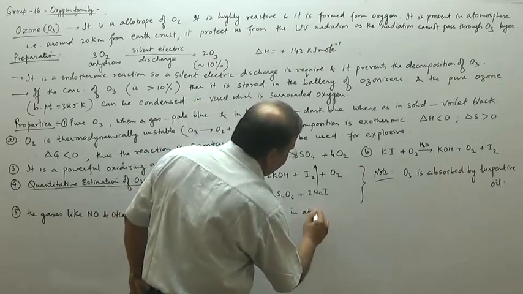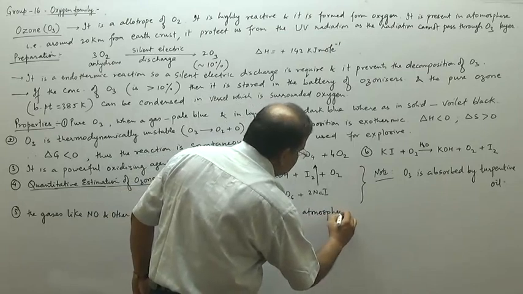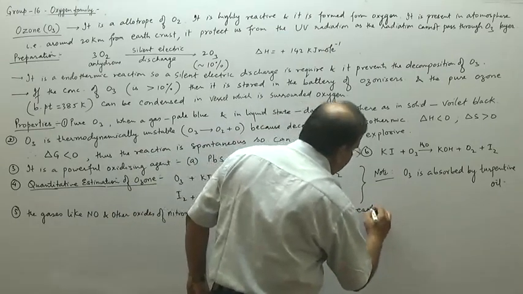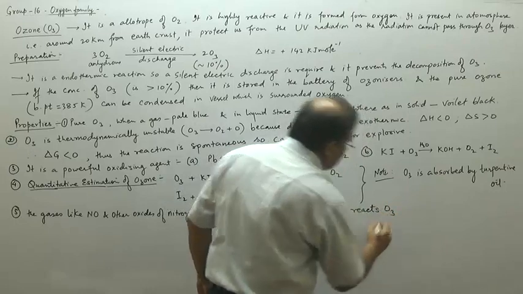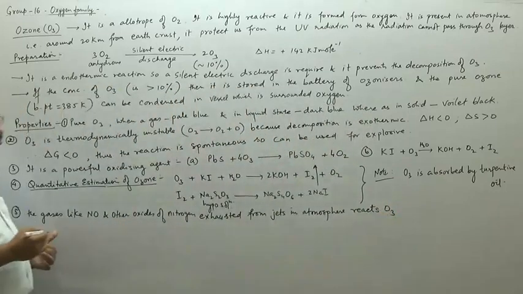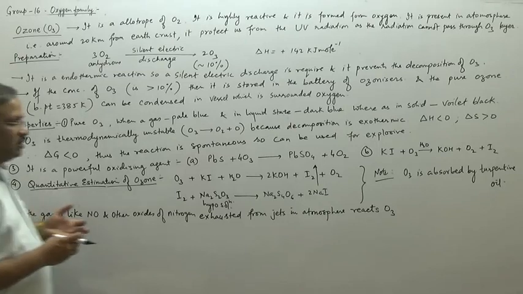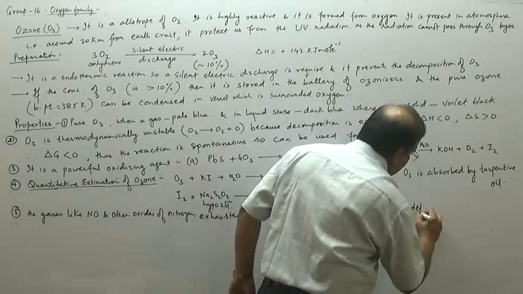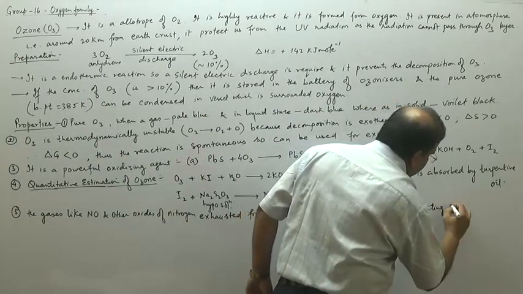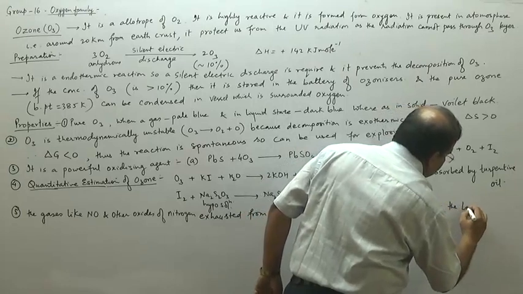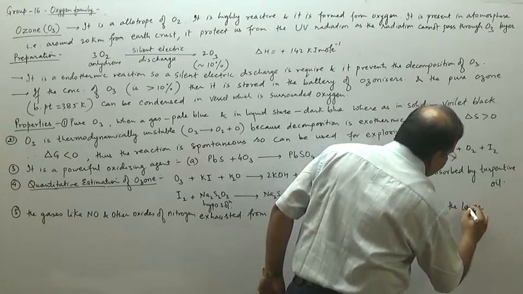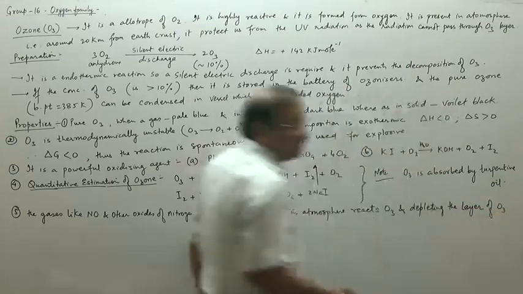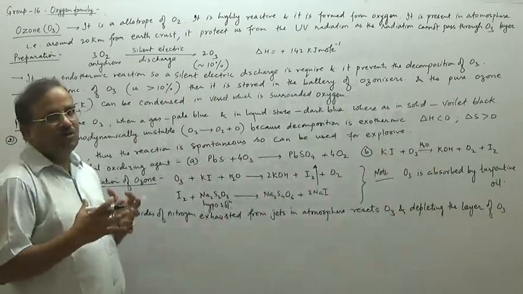Atmosphere reacts with the ozone. So these are the gases which are exhausted from the jets and the aeroplanes, right? The gases exhausted from these aeroplanes and jets react with the ozone, depleting the concentration and the layer of O3 in the atmosphere. So that is the depletion of the ozone layer.